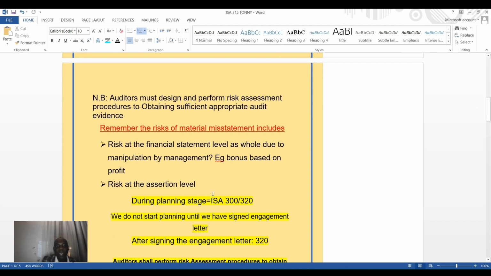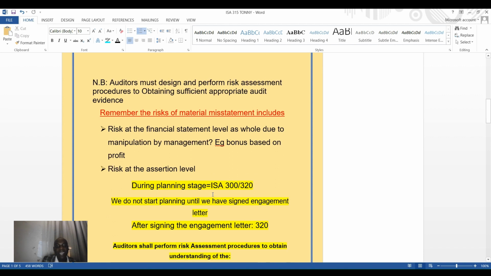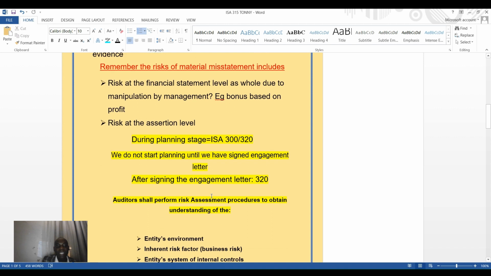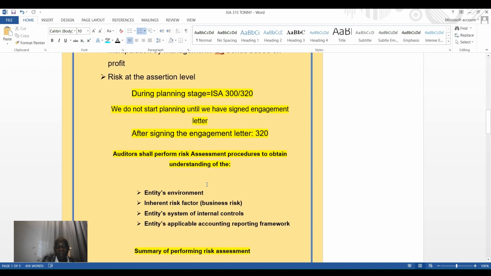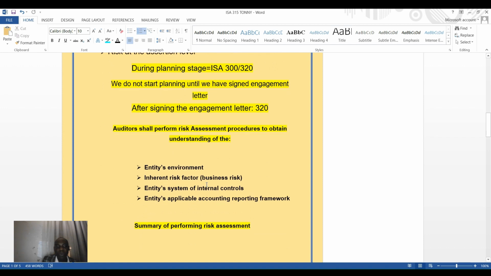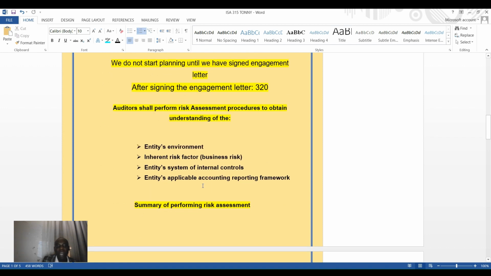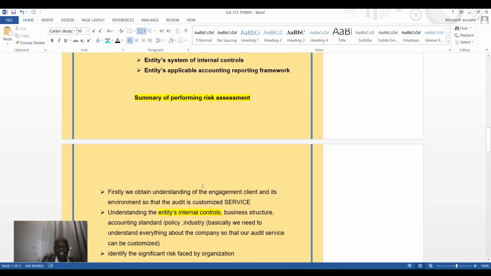We can only plan after signing the engagement letter. We do not start planning until we have signed the engagement letter. Auditors shall perform risk assessment procedures to obtain an understanding of the entity's environment, inherent risk factors, the entity's system of internal control, and the entity's applicable accounting reporting framework, a summary of performing risk assessment.